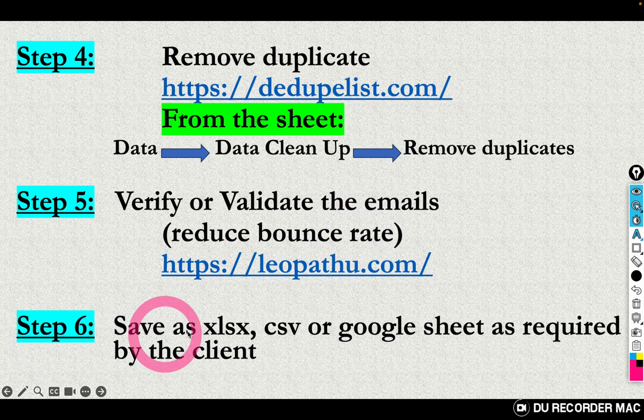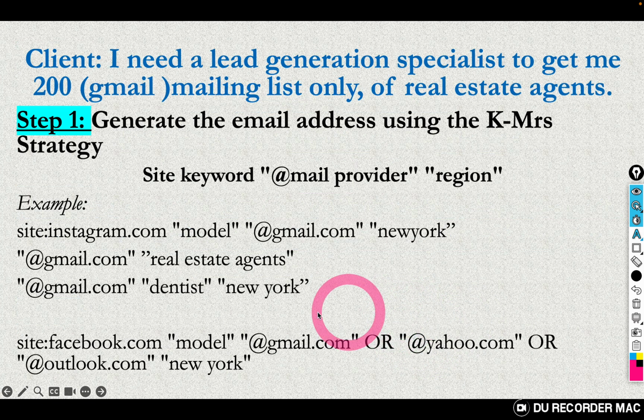And the last step is that we are going to save it either in Google Sheet or CSV or Excel, depending on what the client asked us to do. Are you ready? Now let us generate this. Okay, so let me go back so that we can start from step 1. So this is where you start from, step 1.